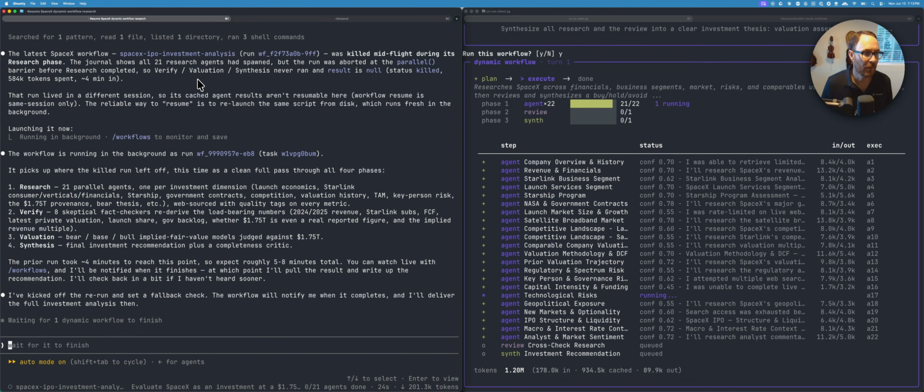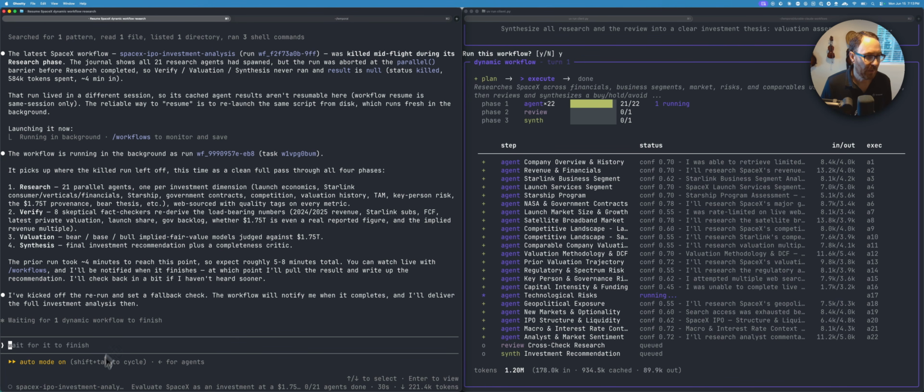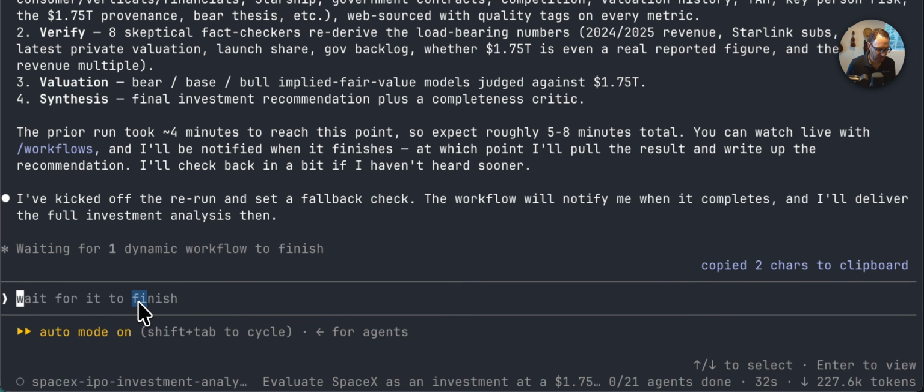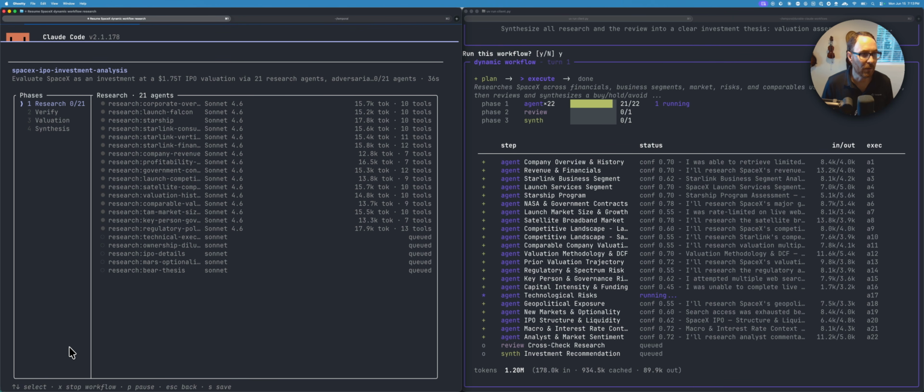All right, and I have asked Claude here to resume the latest dynamic workflow. It appears to have done that, so let's check it out with /workflows. We can see there is the workflow running on the exact subject that we had. Unfortunately, though, it does look like it lost its state. It had completed several of these, as we saw, but it's starting them over.